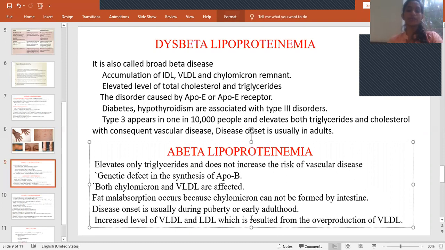Disease onset is usually during puberty or early adulthood. In this condition, we can see increased levels of VLDL and LDL, which result from the overproduction of VLDL. So there will be an increase in both VLDL and LDL, and mostly an increase in the triglycerides. But there is no risk of getting coronary artery disease or vascular disease, and it is caused by a defect in ApoB. Whereas dysbetalipoproteinemia is caused by a defect in ApoE or ApoE receptors.